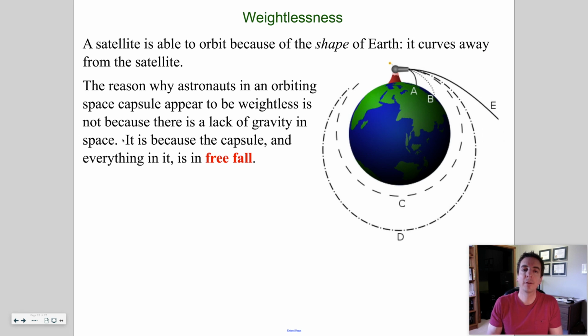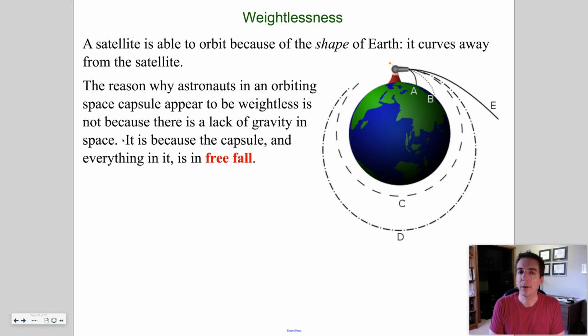Weightlessness. So what if you've got an object that is in orbit? You've all seen footage of astronauts on the space station or something like that. They appear to be weightless because they're floating around. And a common misconception is that the reason they're floating around is because they're so far away from Earth that there's no gravity out there.